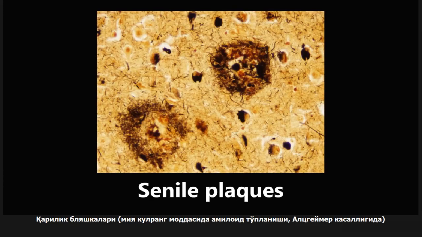This here is an image of senile plaques. They are extracellular amyloid deposition in the gray matter of the brain that is seen in Alzheimer's. So these plaques, all this amyloid deposition, really ugly looking, is seen in the gray matter and it's seen in Alzheimer's disease.